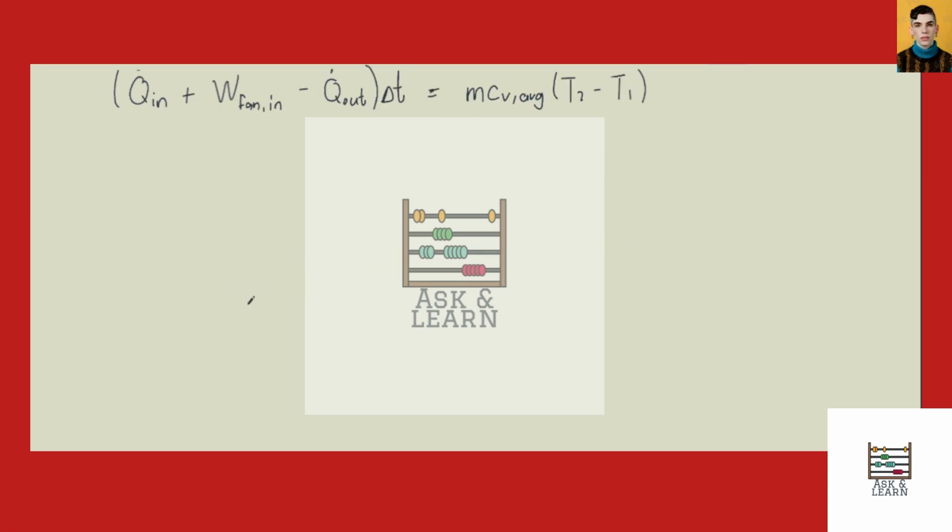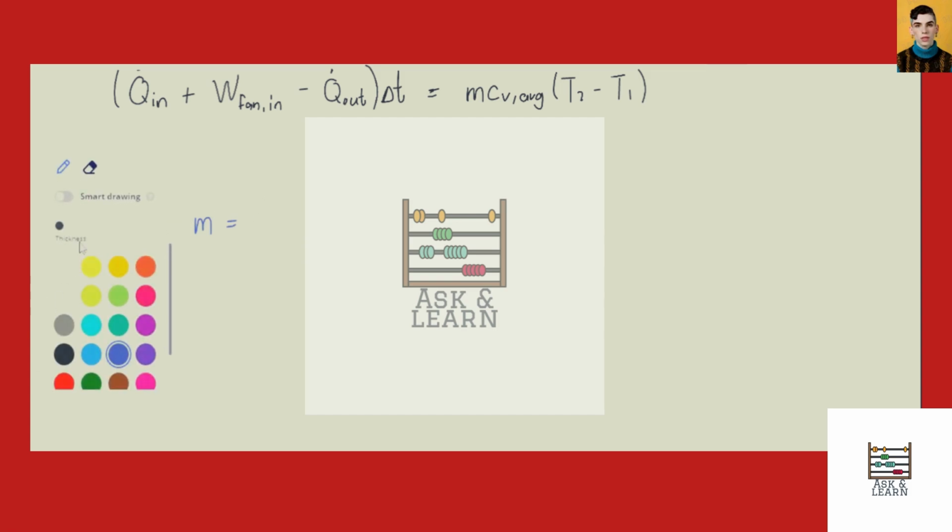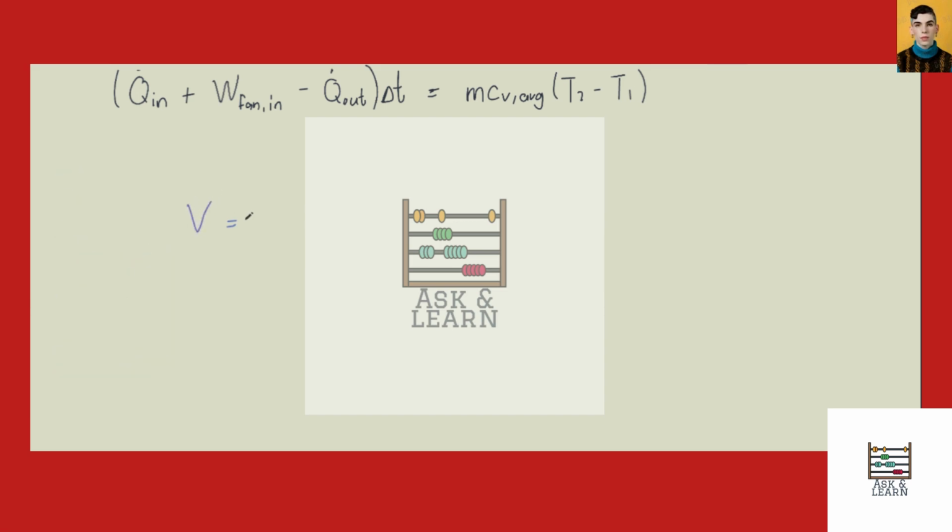So the first thing we do before using this equation is we find the mass of air. The mass of air, m, we get from its volume. So the first thing we do is actually find the volume of air. So we're given the volume of the room. It's 4 times 5 times 7. And so the volume of the room is 140 cubic meters.